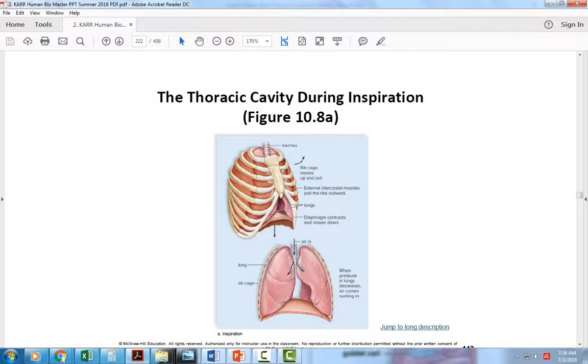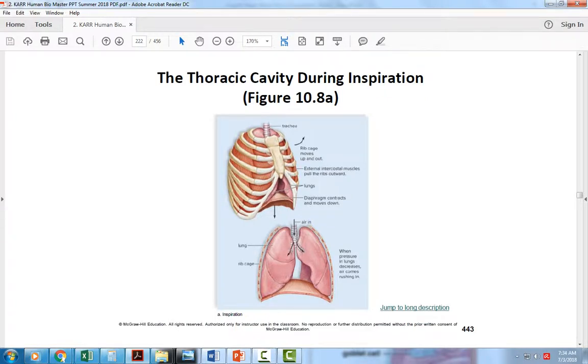So inhalation is an active process that requires contraction of the diaphragm and the external intercostals to make that volume change, to make the inside volume of the thoracic cavity larger so air can come rushing in naturally. So we don't suck air in. Air flows in naturally due to an increased volume and a decreased pressure inside the chest cavity and the lungs.